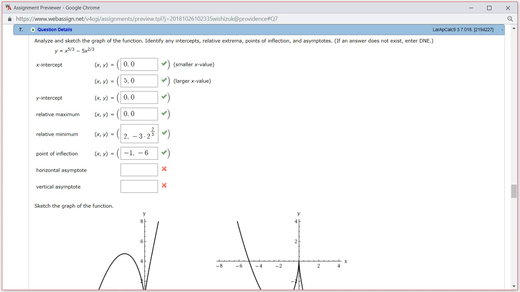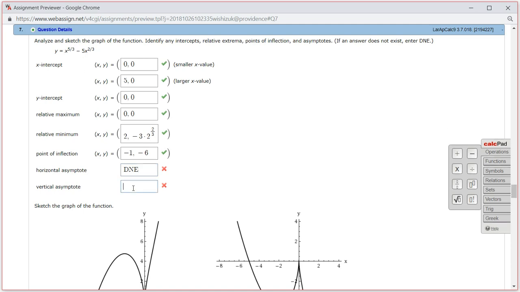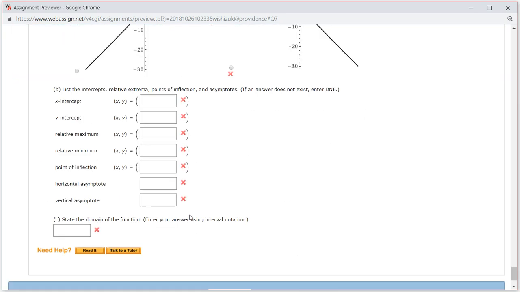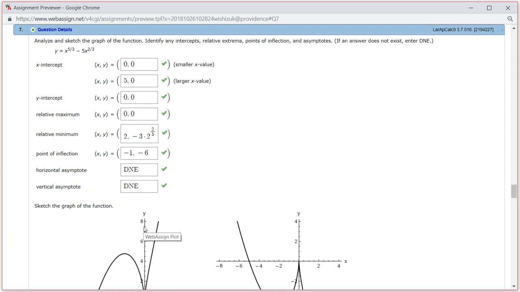Then when you look for asymptotes, we do not have horizontal asymptotes, so it does not exist. And a vertical asymptote does not exist because there's no fraction, there's no denominator there, so it does not exist. All right, so let's check the answer. I came back and it looks like we got this one correctly.